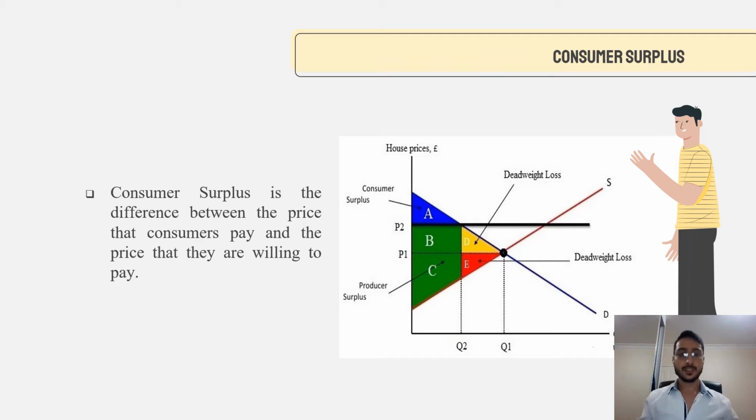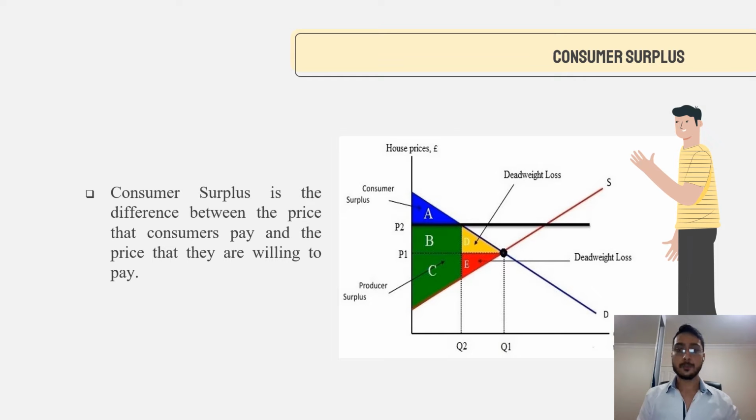So in this chart we can see that the consumer surplus is at point A, which is the blue shaded area, and it is below the demand curve and above the equilibrium point. So when there is an equilibrium point, the part which is above the equilibrium point and below the demand curve is known as the consumer surplus in this chart and in all of the charts.